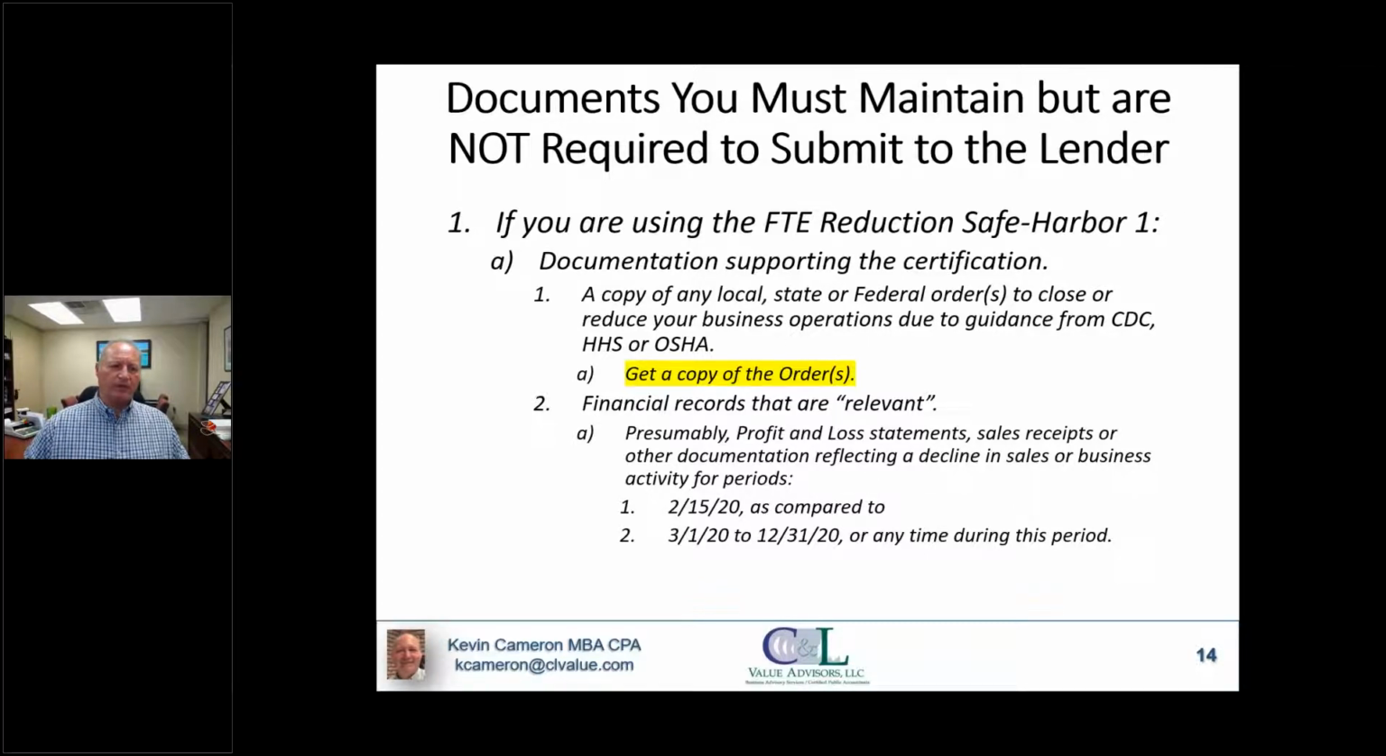They also say that you need to maintain financial records that are relevant to reflecting the decrease in business. They don't tell us what relevant records those are. I believe those would be things like profit and loss statements and sales receipts, maybe sales tax returns, showing that your business has declined during the covered period. And that's really any period from March 1st to December 31st, 2020, as compared to February 15th, 2020. So if you have a decline there due to an order, you're going to meet that safe harbor.